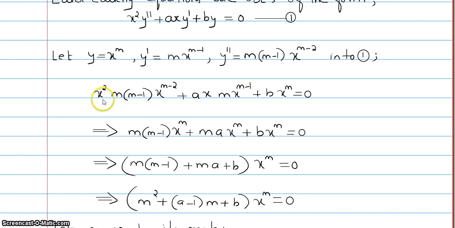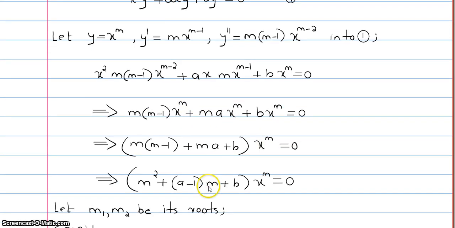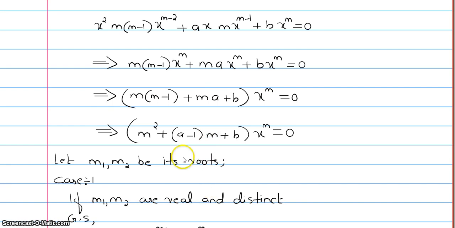Now combining the powers of x squared and x raised to m minus 2, we get x raised to m. The 2 and minus 2 will cancel, and x raised to 1 into x raised to m minus 1 will be x raised to m, plus b into x raised to m. Taking the term x raised to m common outside, and simplifying the remaining terms, we get a quadratic equation like this: m squared plus a minus 1 into m plus b.